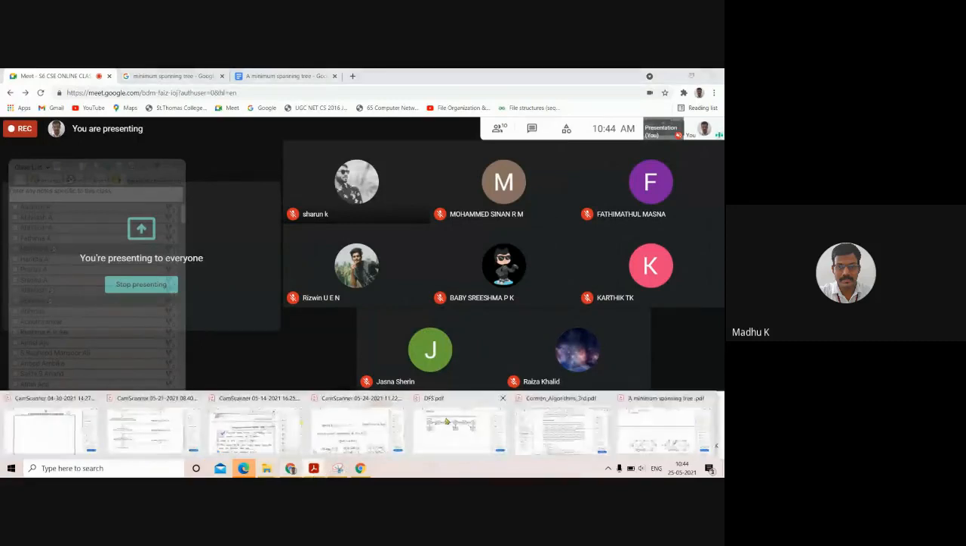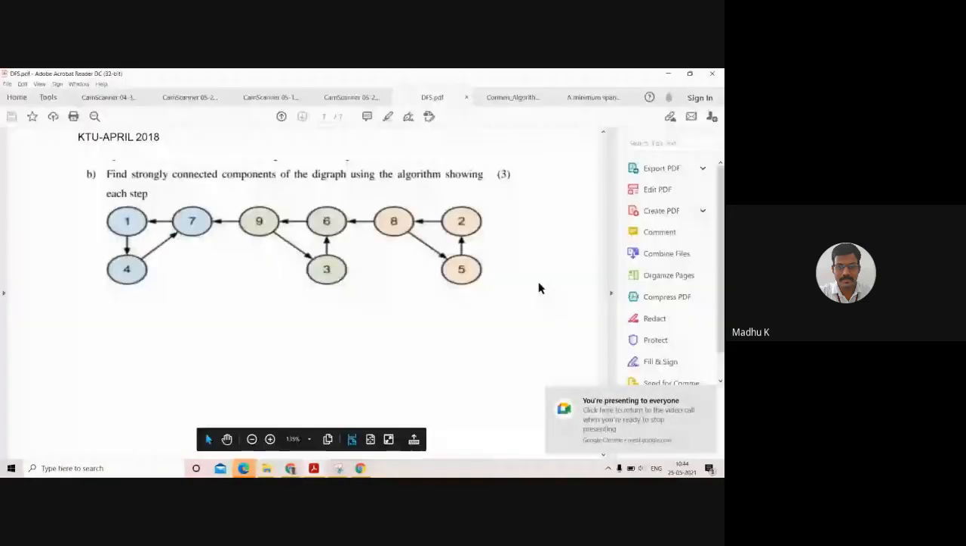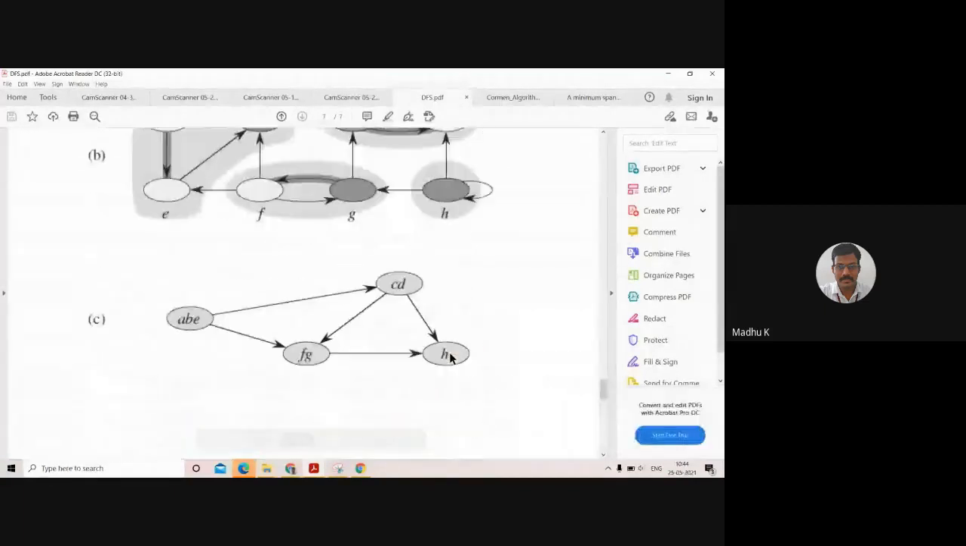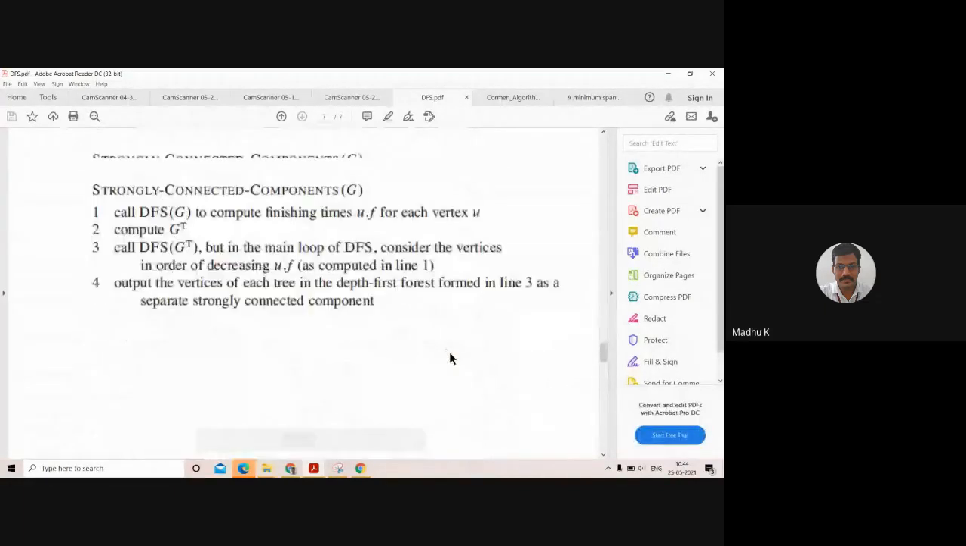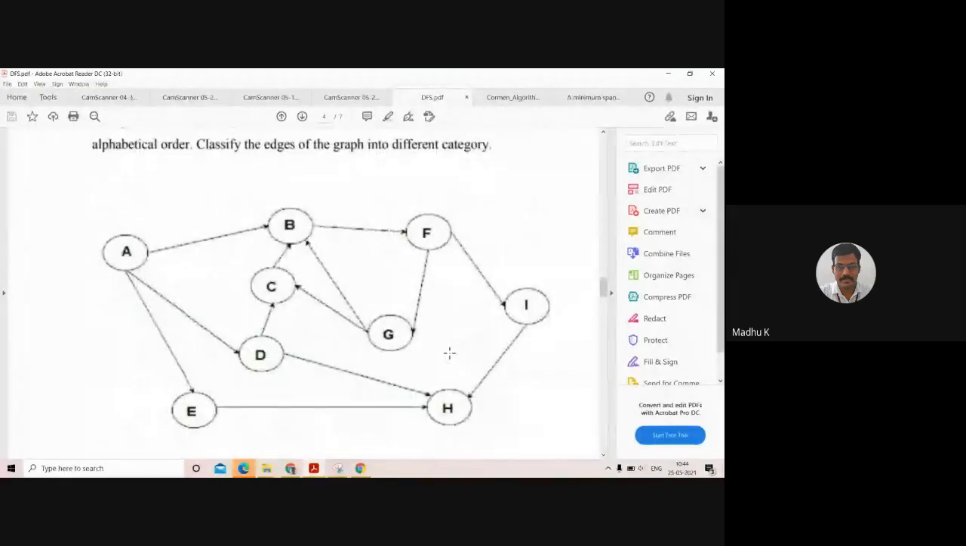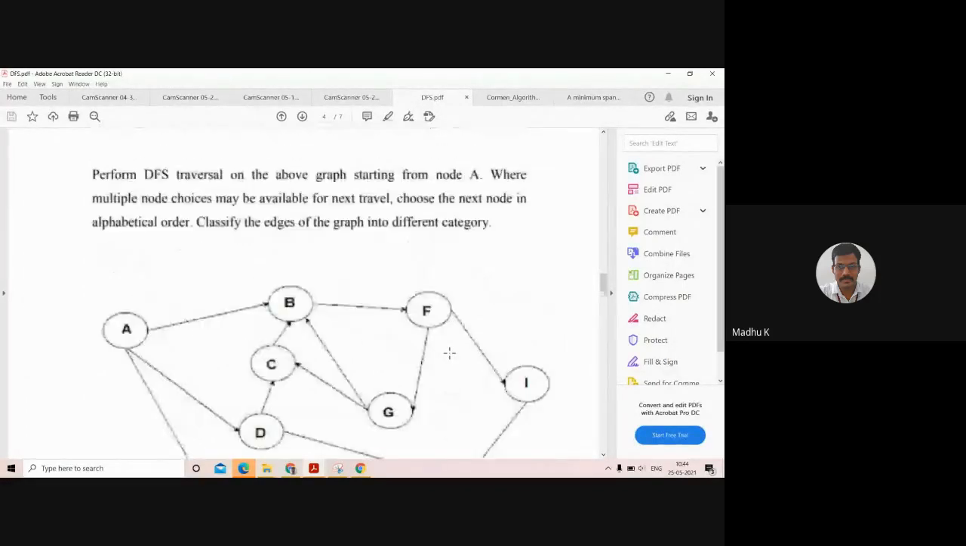In the previous class, we discussed what the DFS algorithm is and how it works. We took an example, and we worked on it.